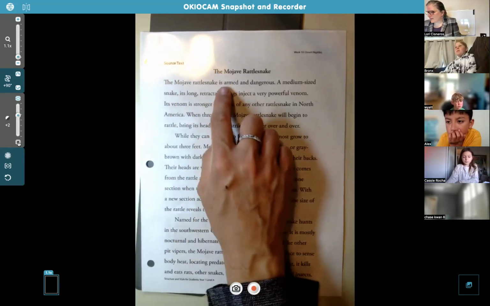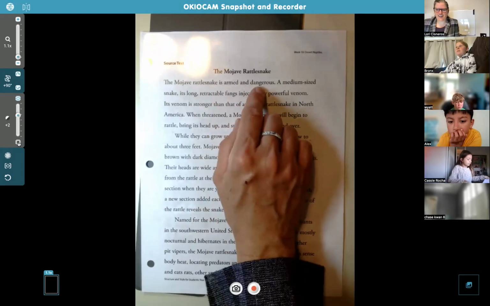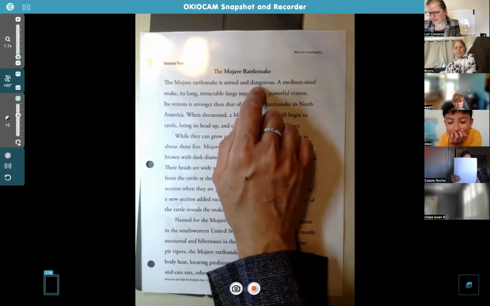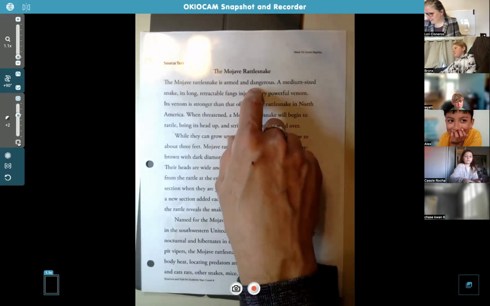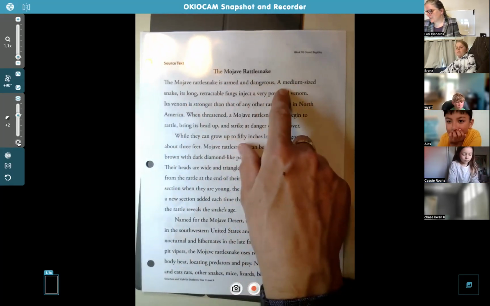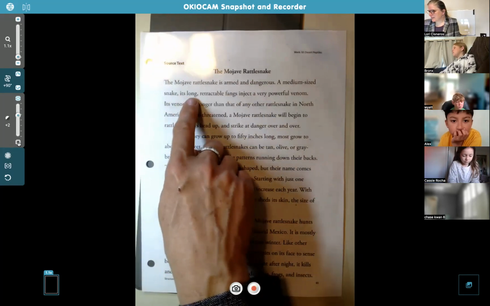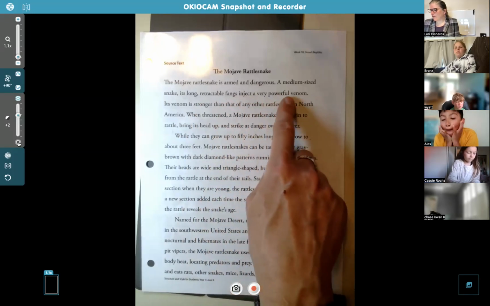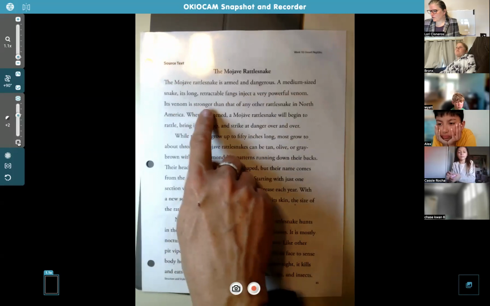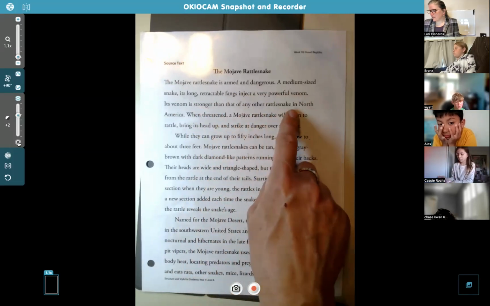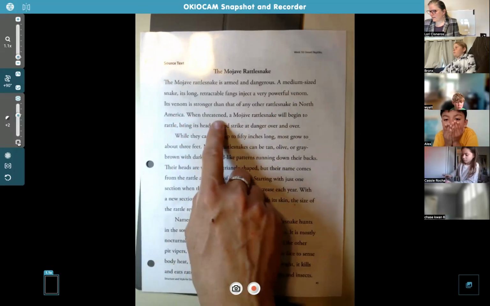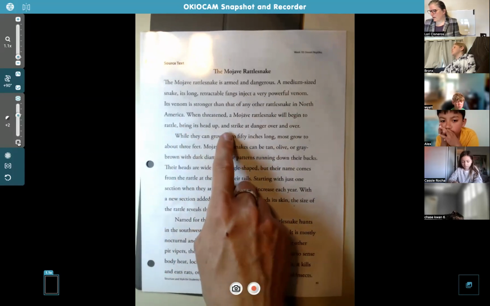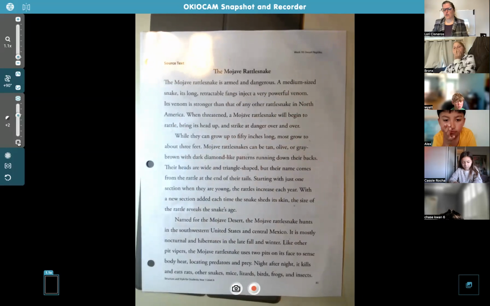The Mojave rattlesnake is armed and dangerous. I kind of like that, armed and dangerous. Sounds like a criminal out there that the police are trying to find, and he's armed and dangerous. Watch out. Okay, so the Mojave rattlesnake is armed and dangerous, a medium-sized snake. Its long, retractable fangs inject a very powerful venom. Its venom is stronger than that of any other rattlesnake in North America. When threatened, a Mojave rattlesnake will begin to rattle, bring its head up, and strike at danger over and over.